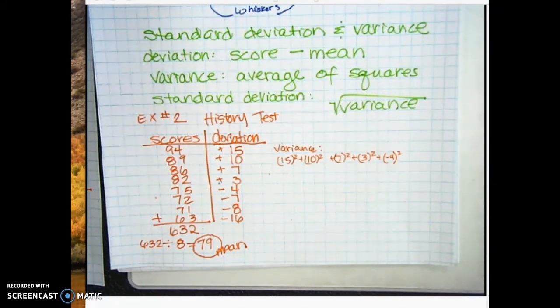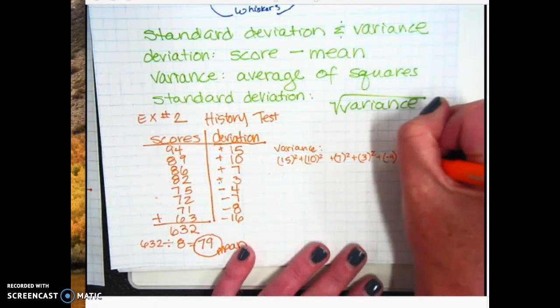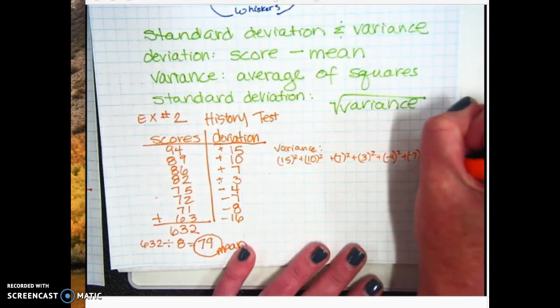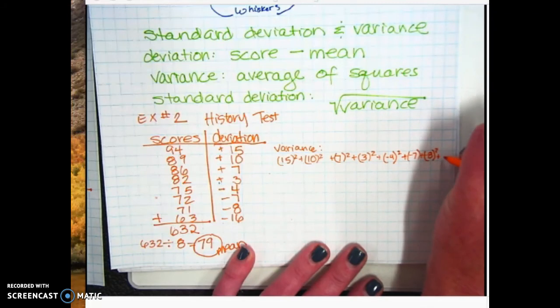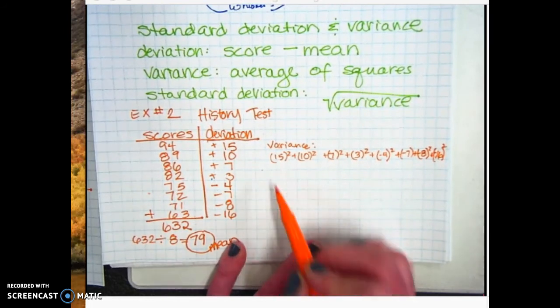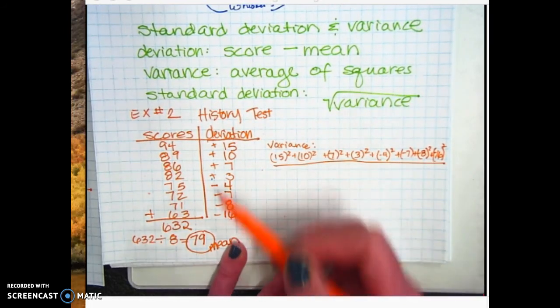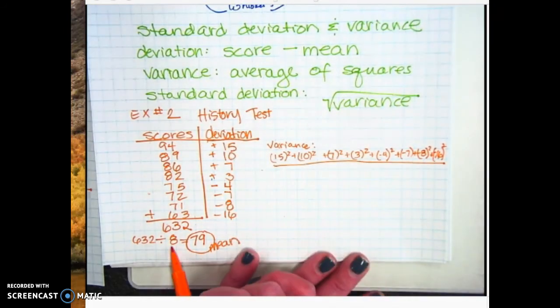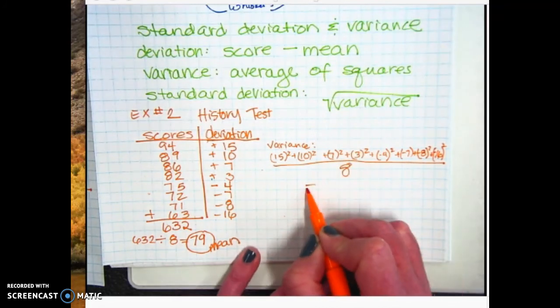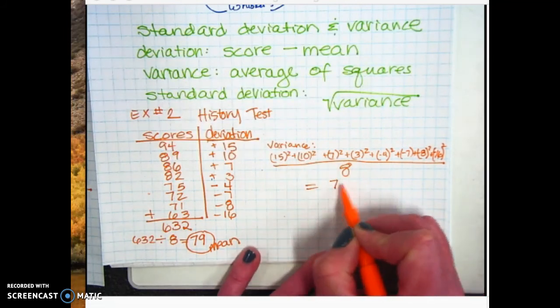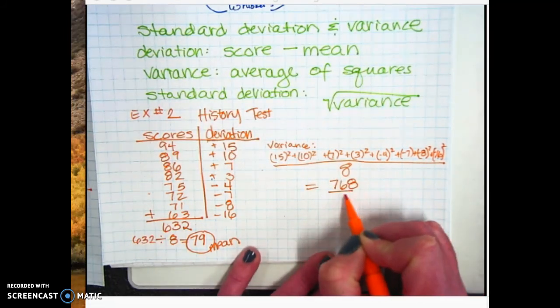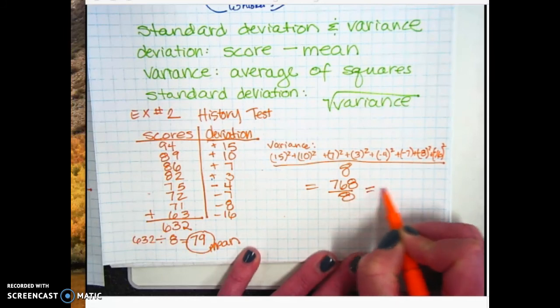Okay, so we're still calculating how far from that mean they're going to be. It's kind of like the absolute value, it's going to make it positive. Okay, plus negative 7 squared plus negative 8 squared. Can I squeeze that last one in there? Plus negative 16 squared. Yes, barely. Okay. All that divided by how many were there? 8. So if you square all these in your calculator and add them together, you should get 768 divided by 8. I got 96.